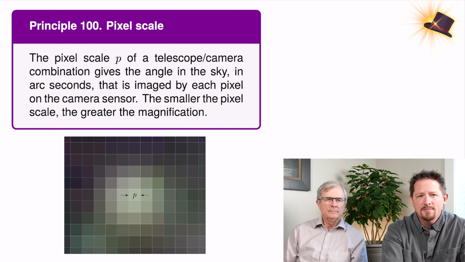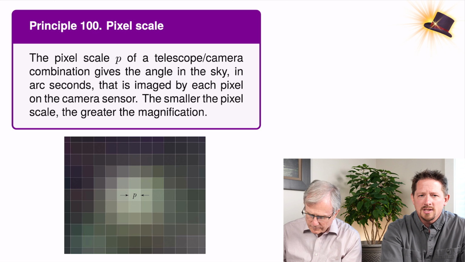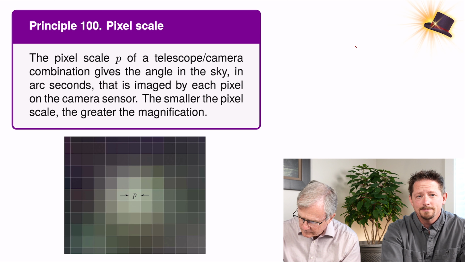Principle 100, pixel scale. The pixel scale, little p, of a telescope camera combination gives the angle in the sky in arcseconds that is imaged by each pixel on the camera sensor. The smaller the pixel scale, the greater the magnification and detail.